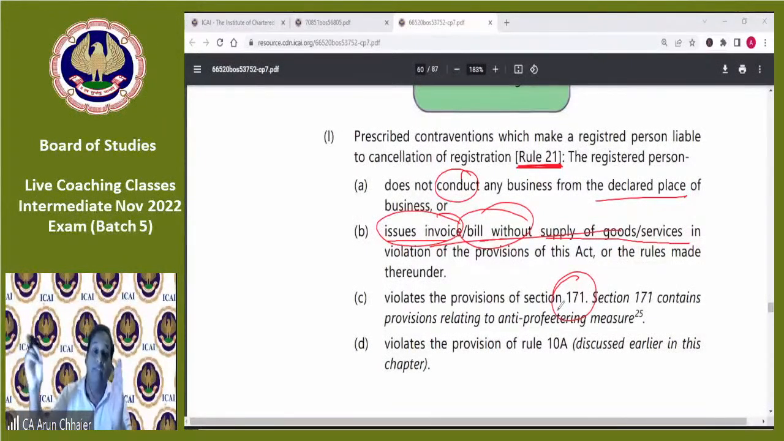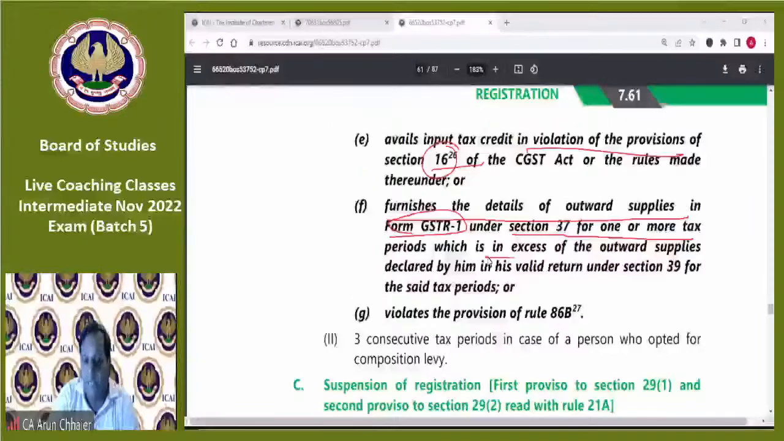I am explaining in a short way, in the crux manner. There is a lot which we need to discuss, but in the final chapter. Whenever there is a benefit accrued because of the GST transition, either from pre-GST to GST or because of a rate reduction, this benefit has to be passed on to the consumer by way of rate reduction. If not passed on, in that case, it is in excess of the outward supplies declared by him in a valid return under Section 39 for the said tax period.